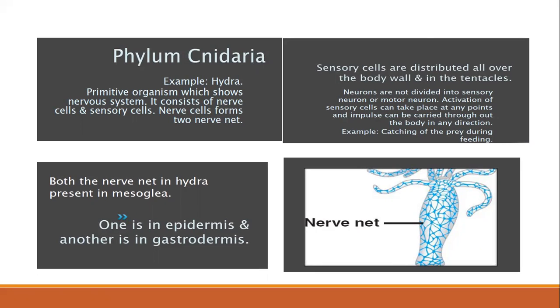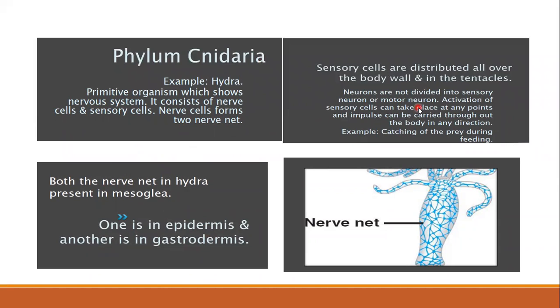So here you can see there are two nerve nets. One is in the epidermis, and the second nerve net is in the gastrodermis. What points you need to remember in this, I'll tell you where you have to focus. First, the nervous system shows nerve cells and sensory cells. Second, the nerve cells show two nerve nets. One nerve net is present in the epidermis, another is present in the gastrodermis.